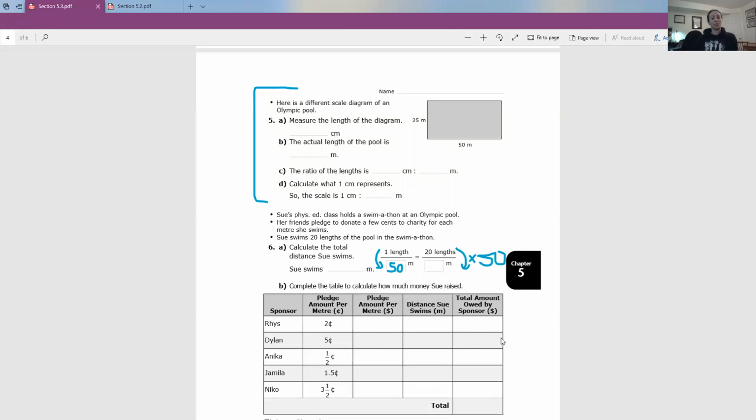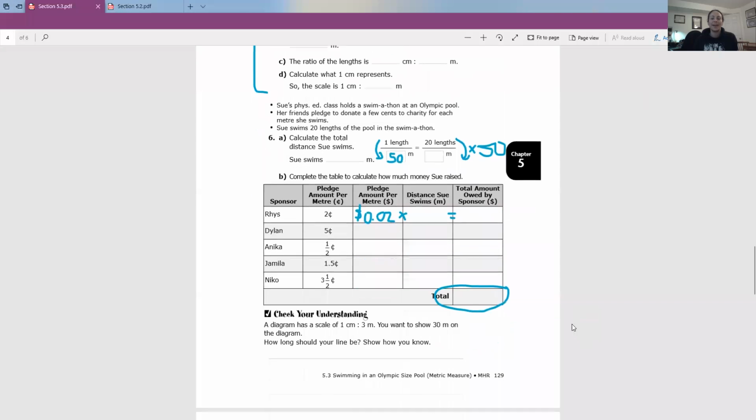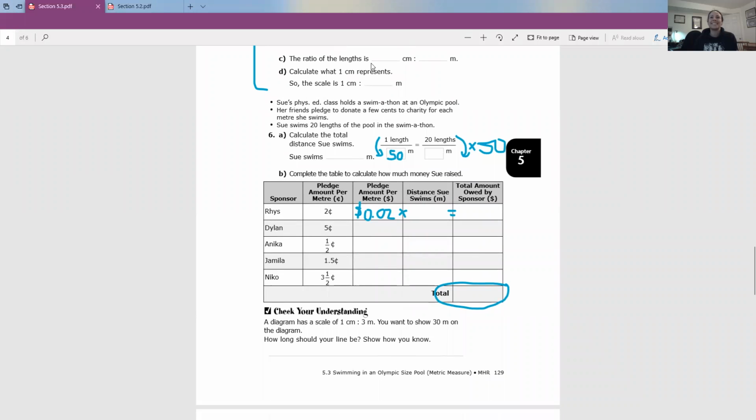Part B, you're figuring out the total amount that she makes. So Sue is getting sponsored. She's trying to raise some money for charities. So someone is going, Reese sponsored her 2 cents for every meter. Now, this is the cent column. You need to write and convert these into the dollar amount. Okay, so remember 2 cents is 0.02. Figure out how many meters she swam, right? That's your answer from up here. You're going to multiply them to get your answer in the last column. Do that for all of these and then figure out your total. Okay? Good luck, and we'll see you in the next section.